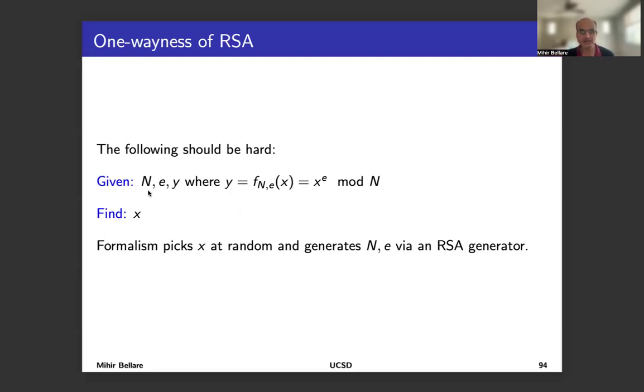We will assume in this case that these things are created through one of our RSA generators. So this will be a product of two primes, and this could be whatever, maybe 3. And this is created maybe based on a random value of x.